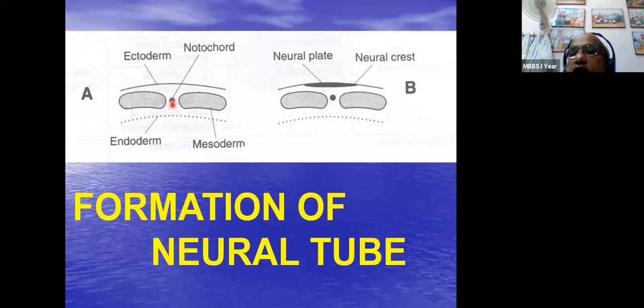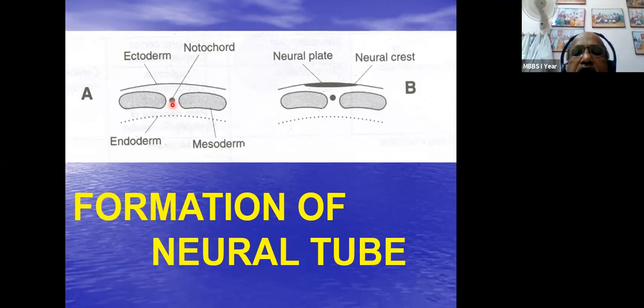Function of notochord. Anybody, can you recollect? Functions of notochord. So you forgot. These are one or two things you can remember. We read in detail about the formation of notochord, then we used to tell about the function of notochord.